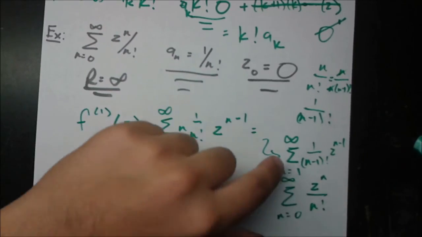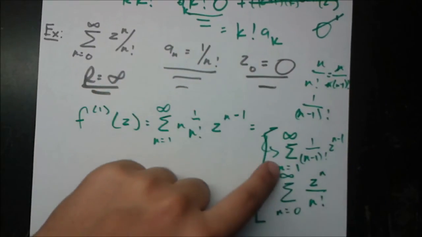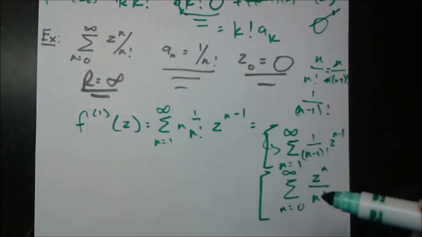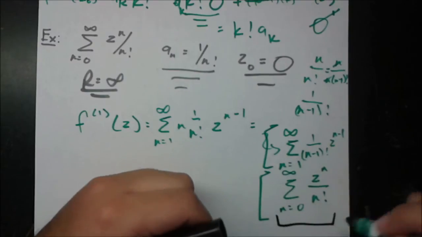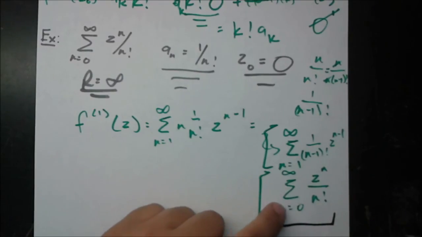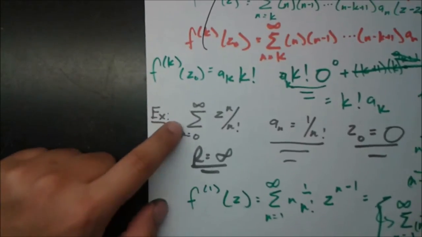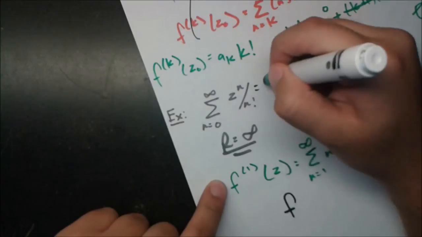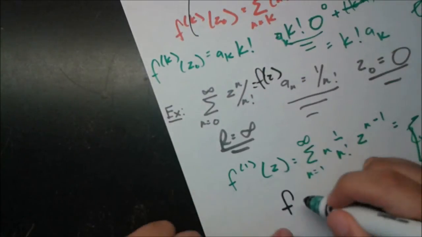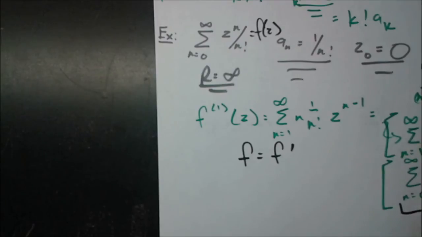So convince yourself that this right here and this right here are equal. I just started this one at 1 and this one at 0, but if you write out the terms, they're the same exact series. And furthermore, here's the very, very interesting thing to know. This right here, the sum from 0 to infinity of z to the power of n over n factorial, is the exact same thing we started with, which means that if we call this f of z, then this equals f prime. F equals f prime.